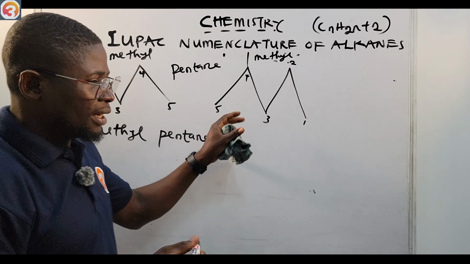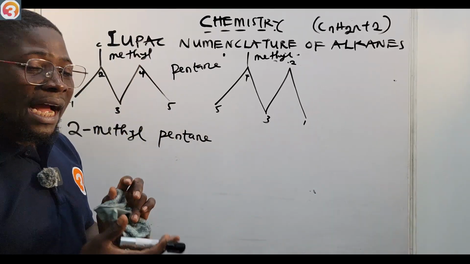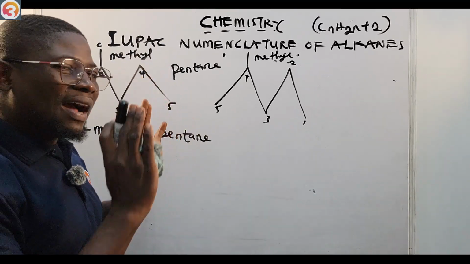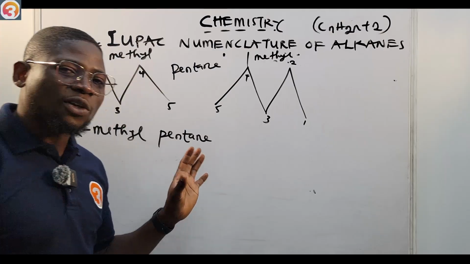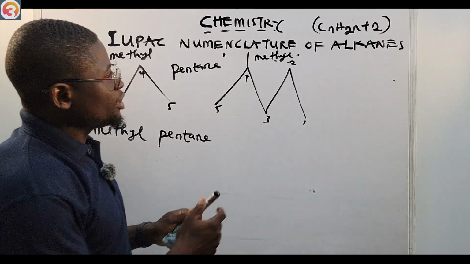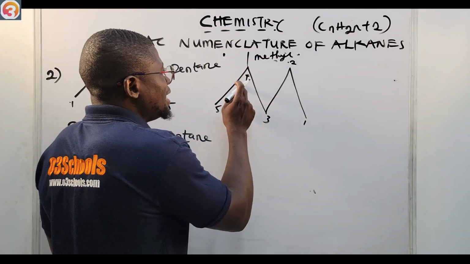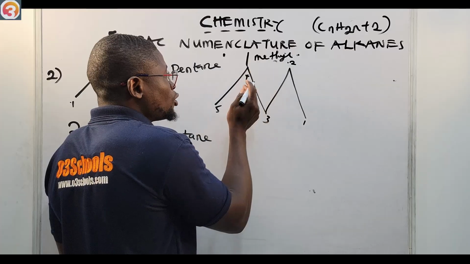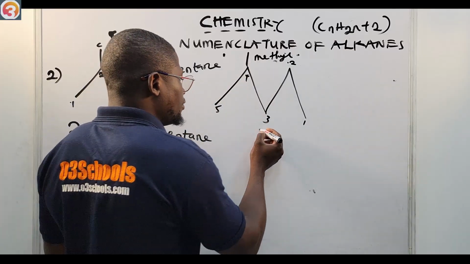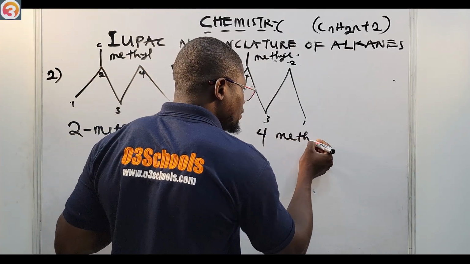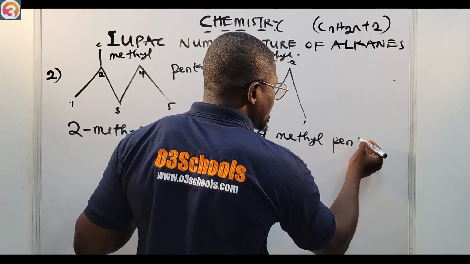Now let us name this one. I have told you that you have the liberty of numbering from left to right or from right to left. Now this methyl group here is on the 4th carbon atom. So I'm going to have 4-methyl pentane.